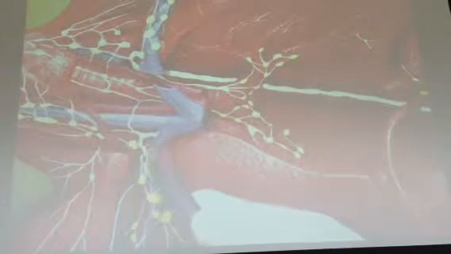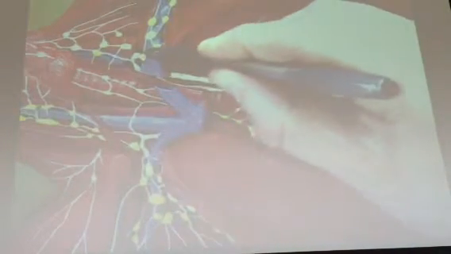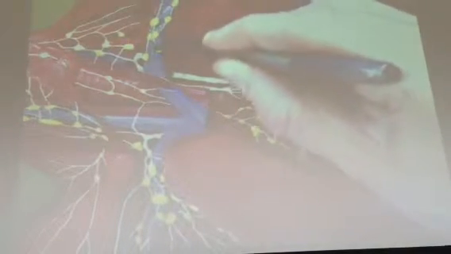Let's see here. These structures coming off and following the course of the subclavian vein. That's the right subclavian trunk. Or over here, the left subclavian trunk.